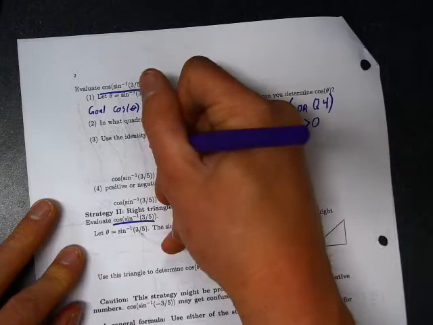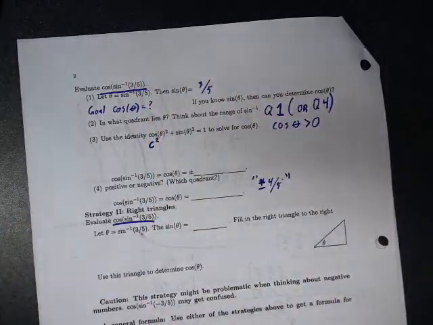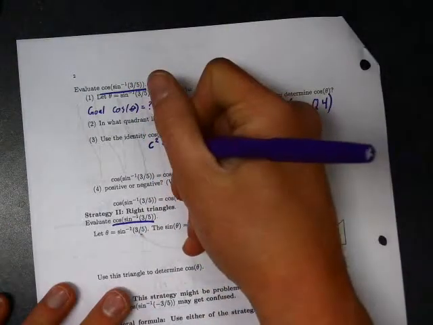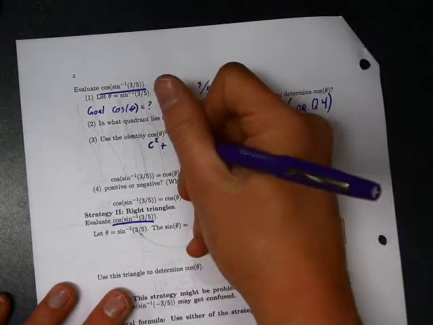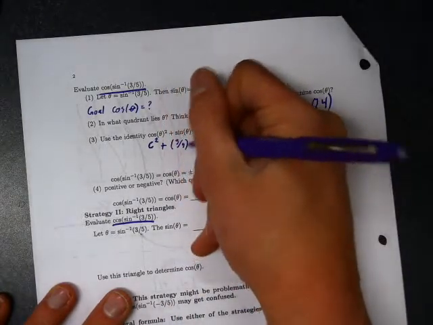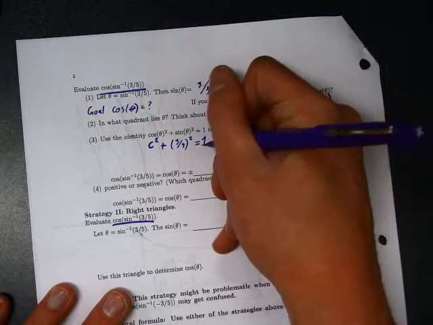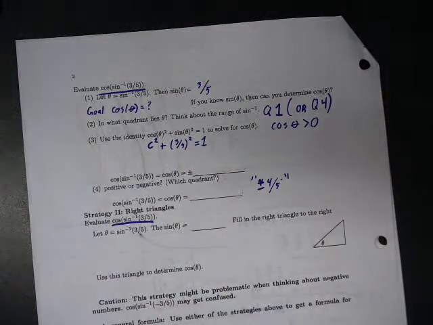So maybe I'll be lazy. I'll replace the cosine with a c. Plus, we know what sine is. It's 3/5 squared. That'll equal 1. And in some sense, we already know what the answer is. It should be 4/5. But if you go and solve that for c, how many people want me to go through the algebra? Okay, then I will.